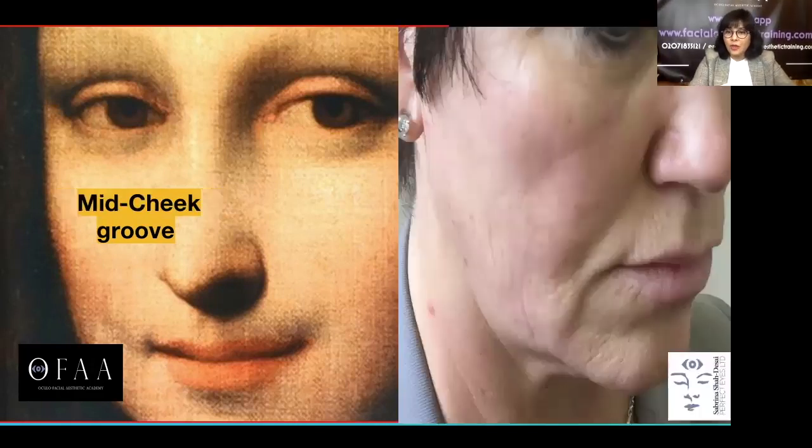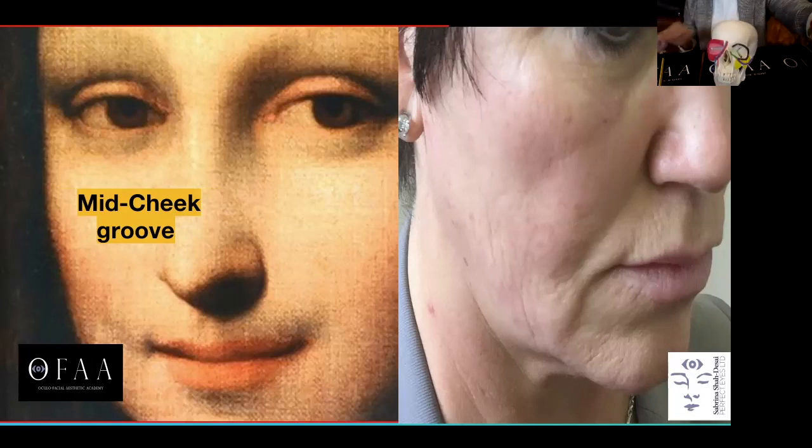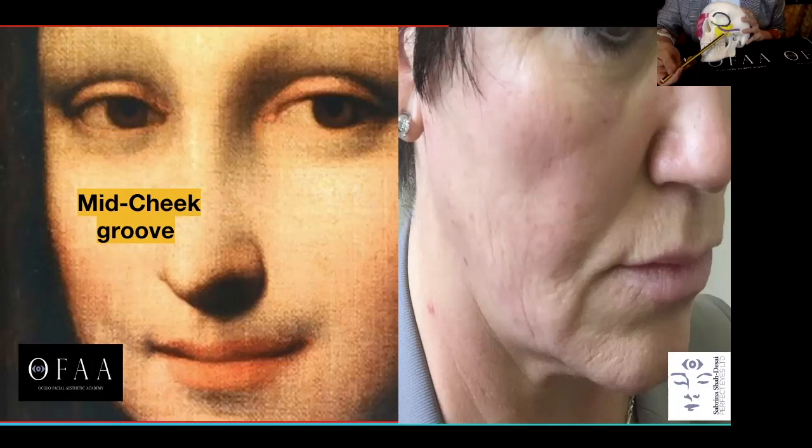Let's look at the third groove, and this is the mid-cheek groove. And you can see quite clearly here how it looks as if the tear trough is extending into the mid-cheek groove. But actually, the mid-cheek groove is connected to the nasojugal groove, which I'm going to talk about in a second. So let's look at what forms this mid-cheek groove. Going back to Stanley again, you can see in purple here the zygomatic cutaneous ligament, whose cutaneous adhesions pull the skin down and form the mid-cheek groove, as you can see.